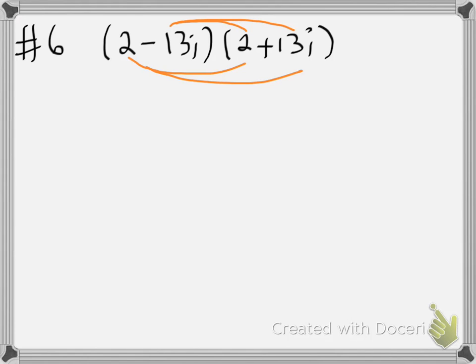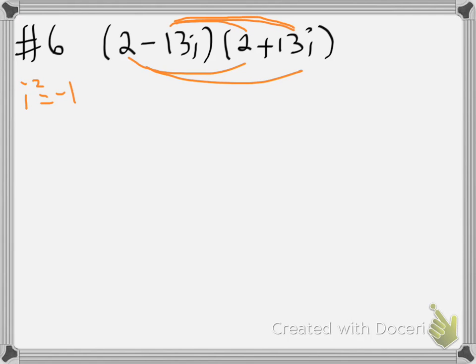Okay, you're welcome to do that, but we also know that this is a difference of squares, and we're going to remember that i squared equals negative 1. So when you do this part here, negative 13i plus 13i, you're going to get an i squared, and a negative times a negative is a positive. I've got a negative 1 there, so it's going to turn positive.